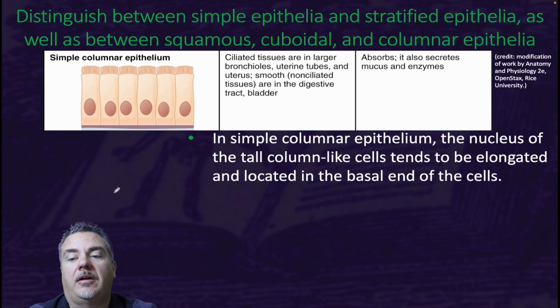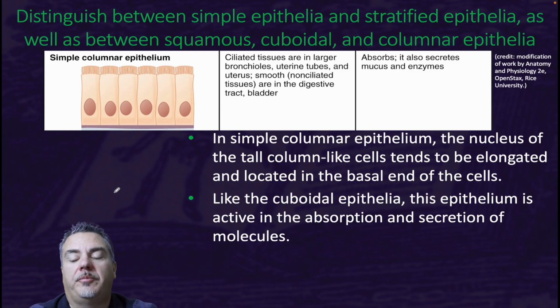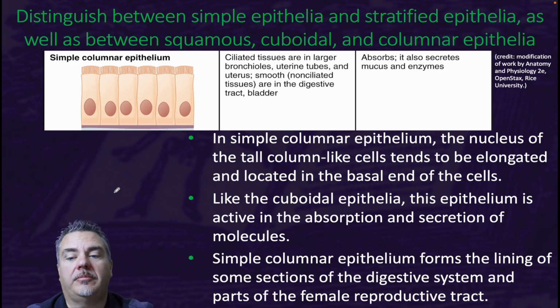In simple columnar epithelium, the nucleus of the tall column-like cells tends to be elongated and located in the basal end of the cells. Like the cuboidal epithelia, the epithelium is active in the absorption and secretion of molecules. Simple columnar epithelium forms the lining of some sections of the digestive system and parts of the female reproductive tract.